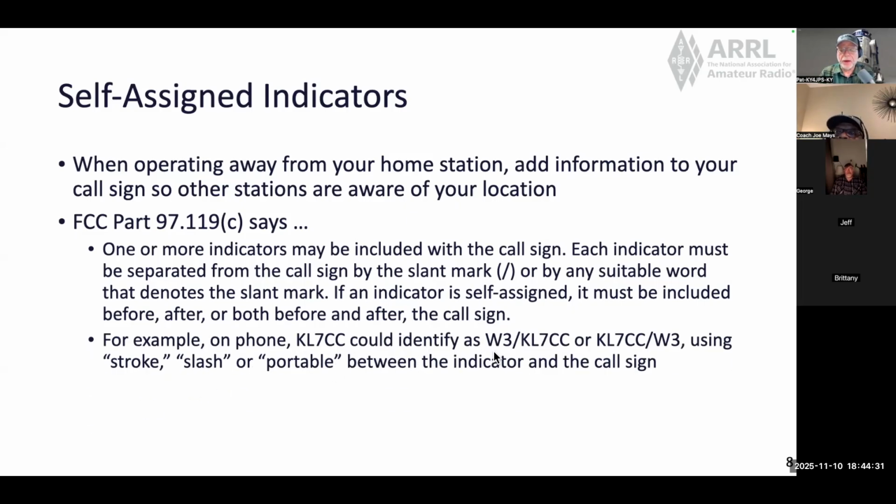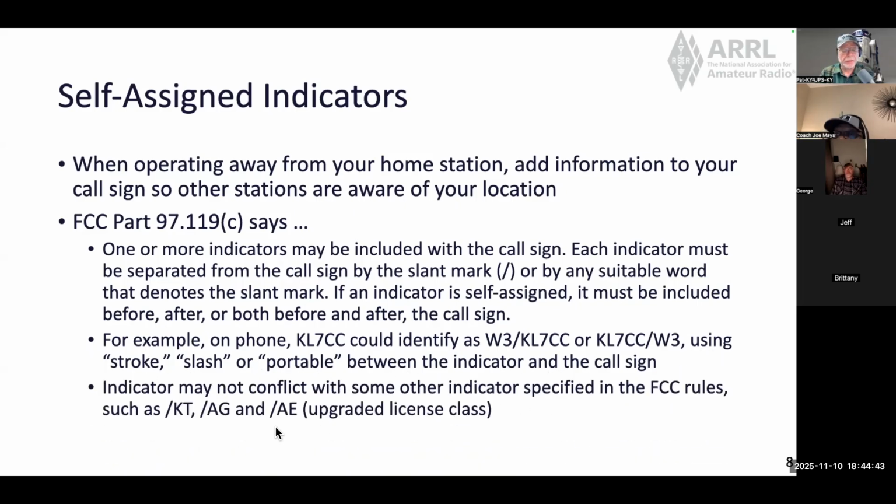KL7CC could identify as W3/KL7CC or KL7CC/W3 using stroke, slash, or portable between the indicator and the call sign. Indicators may not conflict with some other indicator specified in the FCC rules, such as /KT, /AG, or /AE. And these are upgraded license class.